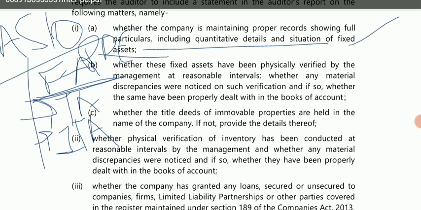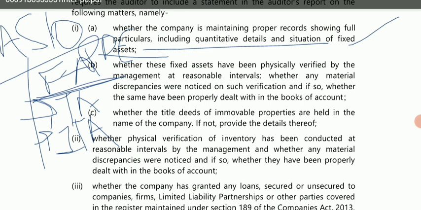Okay, and also a proper record should be maintained of the situation of that particular fixed asset in the particular period in which it was reviewed. So you have to disclose in your audit report whether the company, that means the management, has physically verified the fixed assets at regular intervals. And if they have physically verified it, whether any material discrepancy was found.